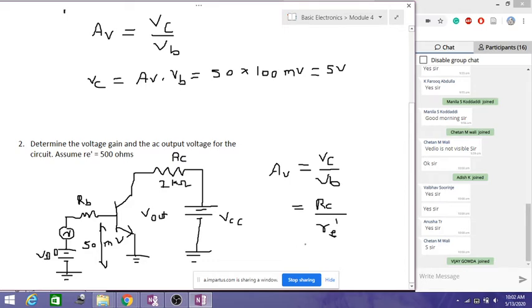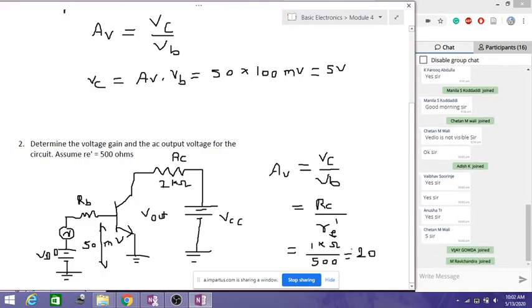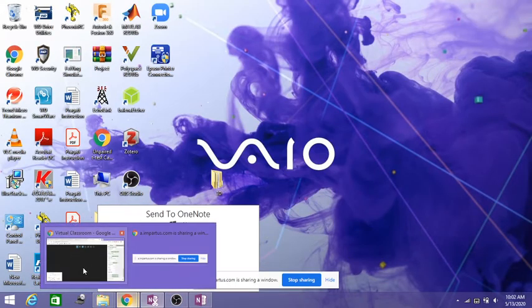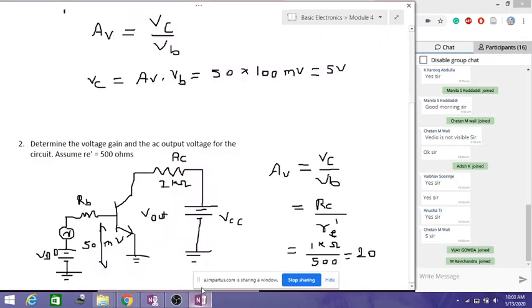So this is the RE dash. Then if you substitute here, the RC value is given, so this is 1 kilo ohm, and the internal resistance of an emitter is given, that is 500. So if we solve this, we will get the gain as equal to 20.